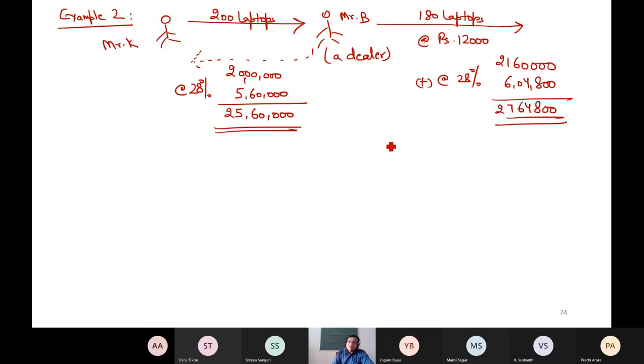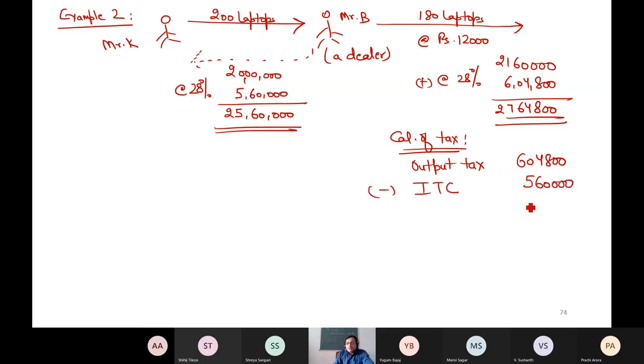Okay. Now technically, in all these, yes. But how will I pay GST? So calculation of tax is how much? Or how much is the amount of GST which I need to pay? My output tax is how much? 604,800. But I will say to the government that I have ITC also, 5 lakh 60,000. So how much will I pay to you? This is what B is saying to the government of India: 604,800 minus 560,000. B is saying that I will pay you 44,800.